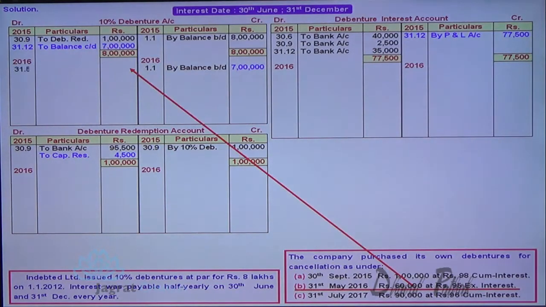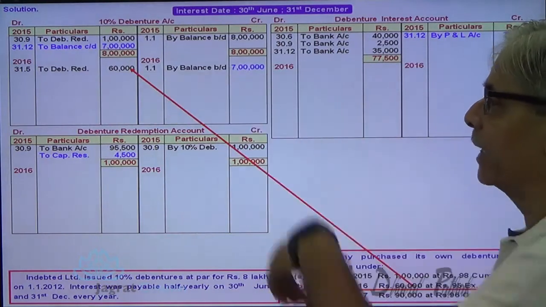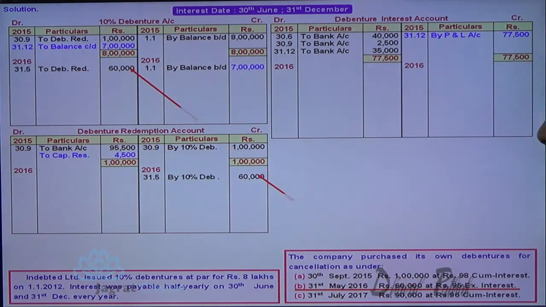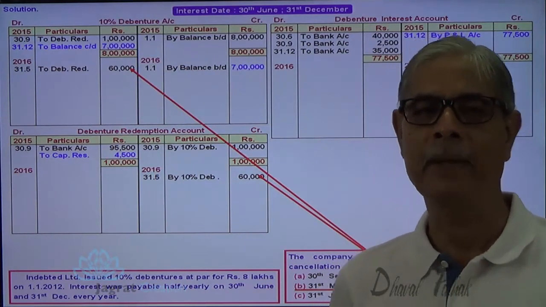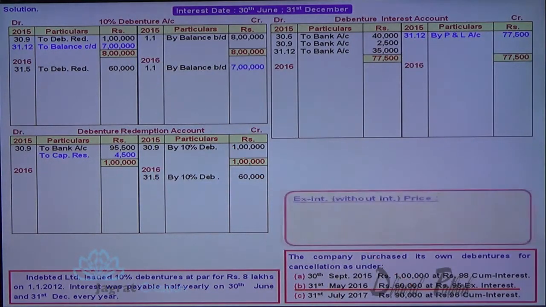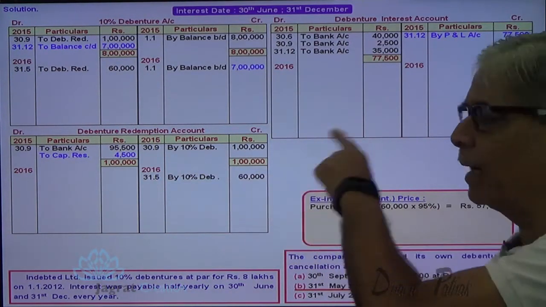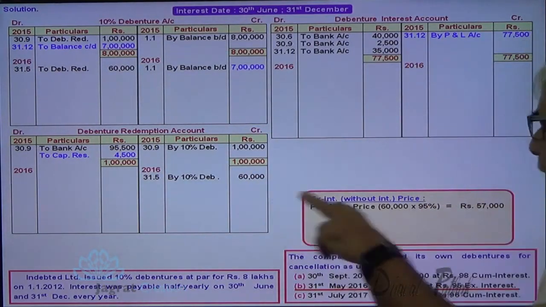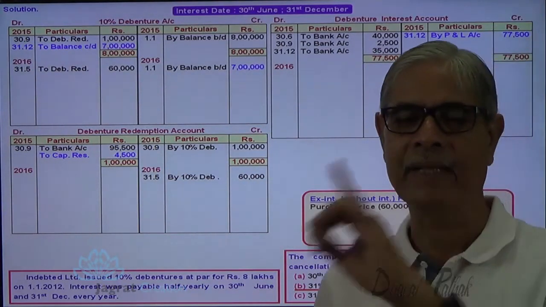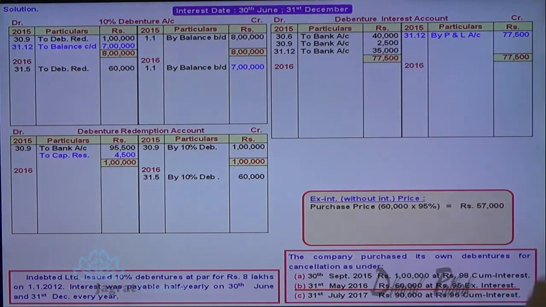Here you are given debentures of 60,000 purchased and cancelled: debenture account debit to debenture redemption account credit. For the purpose of redeeming this liability of 60,000, what payment has actually been made? Let us work it out. You are given 60,000 into 95% ex interest price. This 57,000 is the payment made to cancel the debenture liability of 60,000. So 3,000 is the gain on cancellation of debenture that will be transferred to capital reserve. But let me add interest therein.